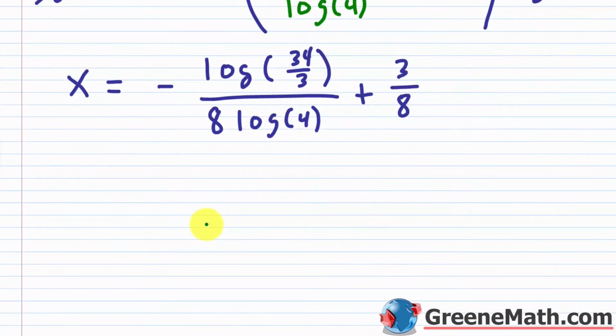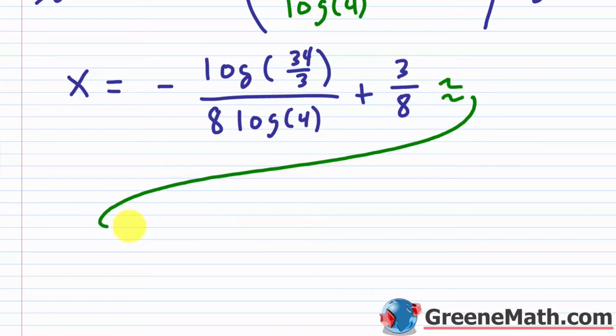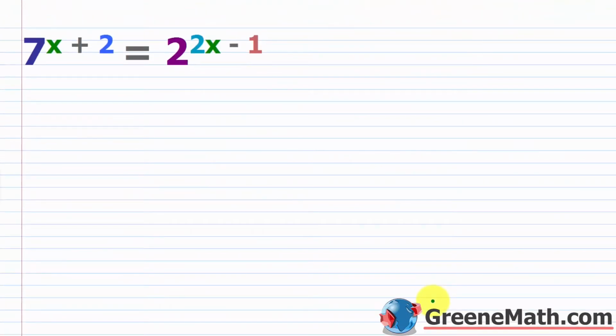Now, if you wanted to give an approximation, I'm going to bring this down here because I'm going to run out of room. We're going to say 0.1561. So again, here's your approximation, and here's your exact value. Again, the negative log of 34 thirds over 8 times log of 4 plus 3/8, and then as an approximation, 0.1561. All right, let's take a look at another one.